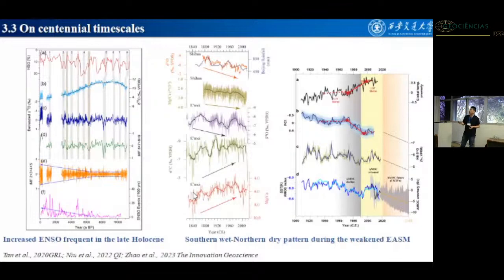From the whole Holocene, we can also see the frequency increases a lot at the late Holocene. For the last 100 years, it also shows that when the monsoon decreases, there is a southern wet and northern dry pattern. For the future, the IPCC predicts that in the next 100 years the East Asian monsoon will still decrease because the AMOC is decreasing. So North China will be persistently dry and South China wet.